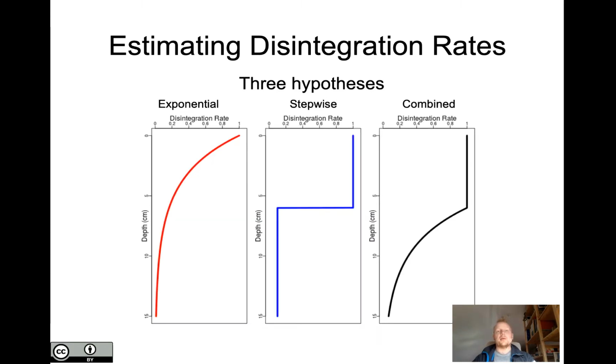For this, I selected 3 hypotheses about how shell disintegration can change downcore. The first is that disintegration changes exponentially downcore. The second hypothesis is that it changes stepwise. This has the underlying assumption that in the surface mix layer there's a very high disintegration, which then drastically drops once there's less and less bioturbation. And then there's also a combined model, which is just a combination of the assumption that bioturbation has a strong influence on preservation, and then once bioturbation decreases, we get a slow decline.